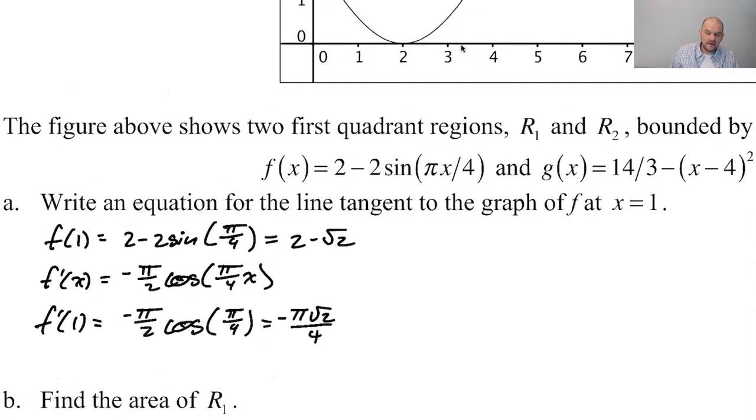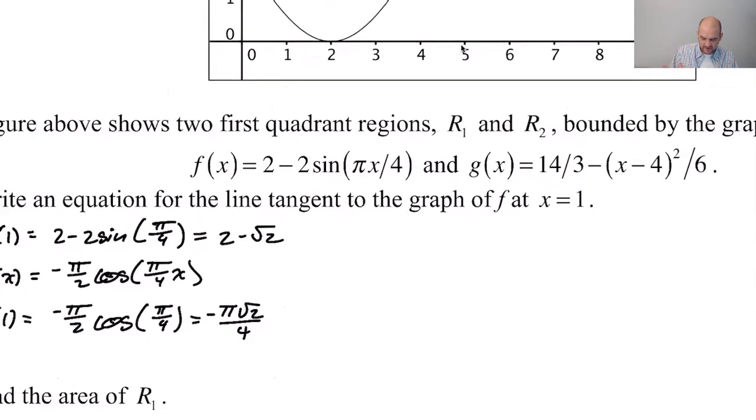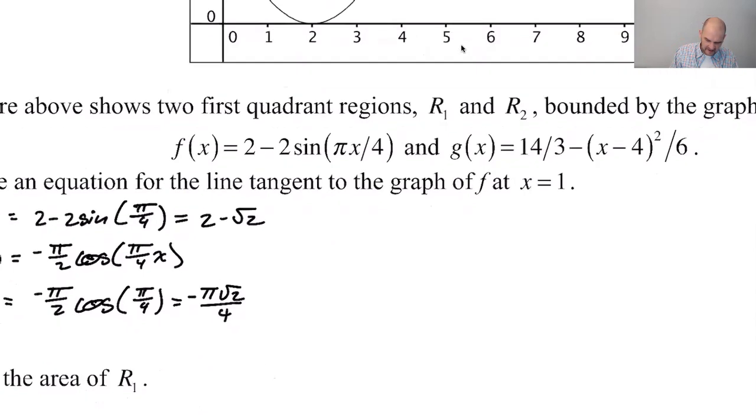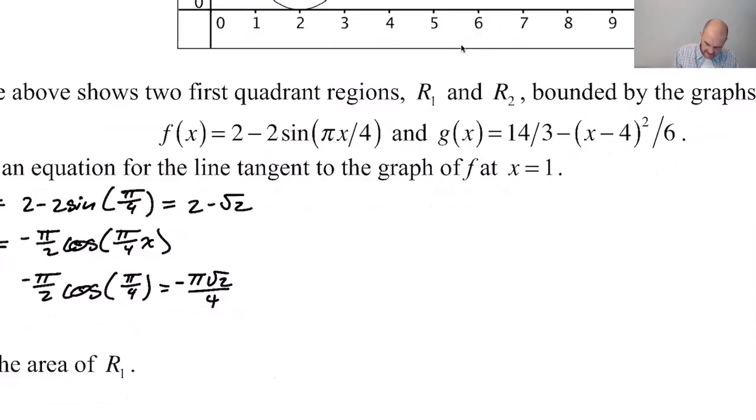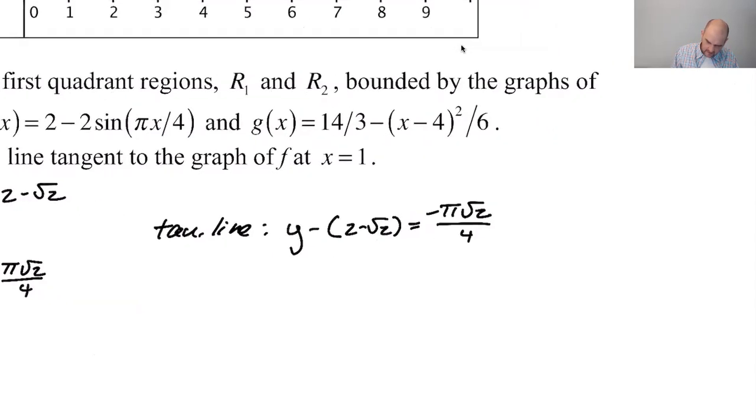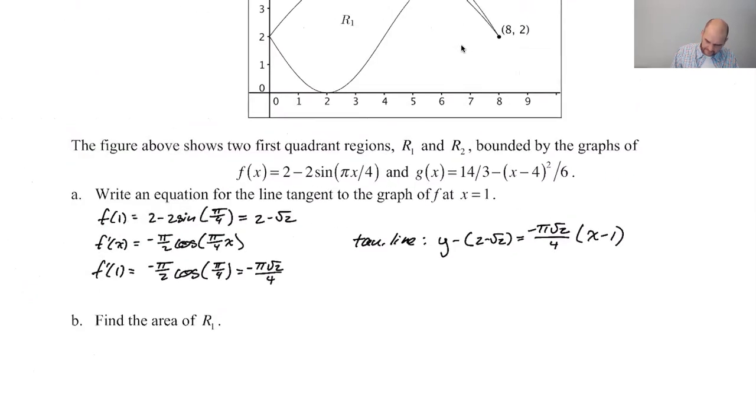Crazy. Don't expect your tangent lines to look nice. Don't expect your tangent lines to be useful, really, is what it comes down to, because what's a human going to do with this tangent line? I don't know, but we got it. So it's going to be y minus the quantity 2 minus root 2 equals negative pi root 2 over 4, quantity x minus 1. There you go.